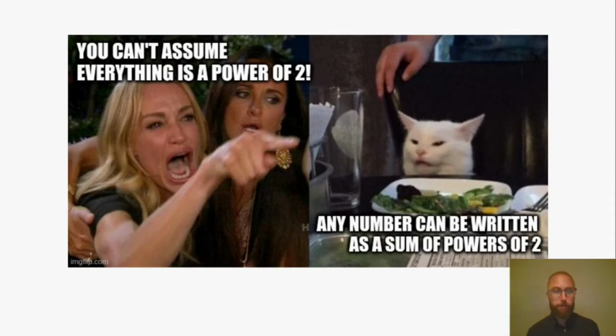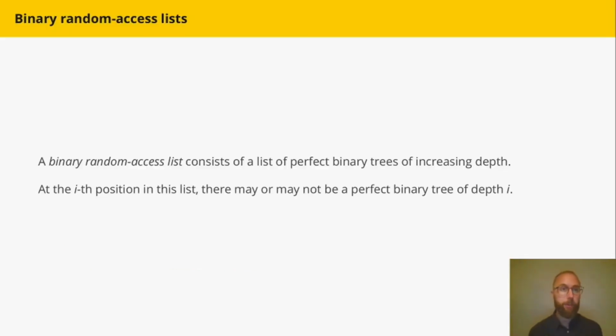But there's one observation I can make, which is that any number can be written as a sum of powers of 2, using its binary representation. And that's the key idea behind these binary random access lists. So a binary random access list consists of a list of perfectly balanced binary trees of increasing depth. And at the ith position in this list, there may or may not be a perfect binary tree of depth i.